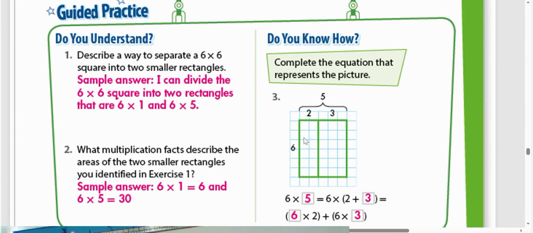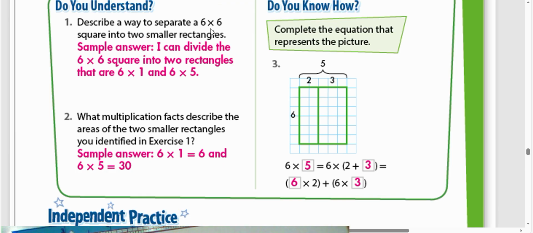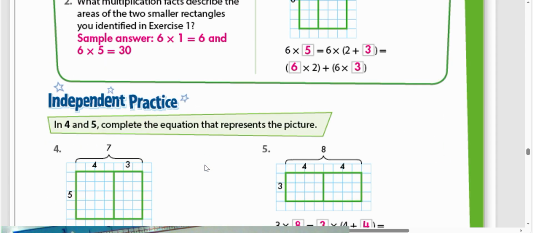Next example, 6 times 6 equals 36. You can divide it here. 6 times 5 is 30. You can divide 5 as 2 plus 3, and then use the distributive property to find the answer. Describe a way to separate a 6 by 6 square into smaller rectangles. You can divide the 6 by 6 square into rectangles that are 6 times 1 and 6 times 5. What multiplication factors describe the areas of the smaller rectangles you drew in the exercise? We know 6 times 1 equals 6, 6 times 5 equals 30.